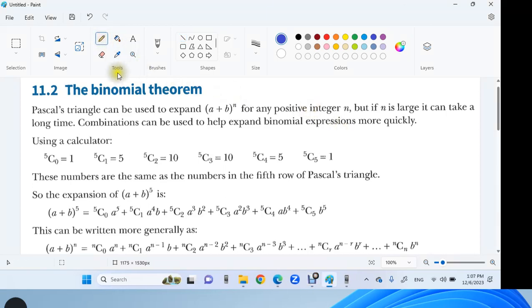Okay, now we go to 11.2, the binomial theorem. For 11.1, we used Pascal's triangle to expand (a + b)^n for any positive integer n. But if n is large, it can take a long time. Combinations can be used to help expand binomial expressions more quickly.